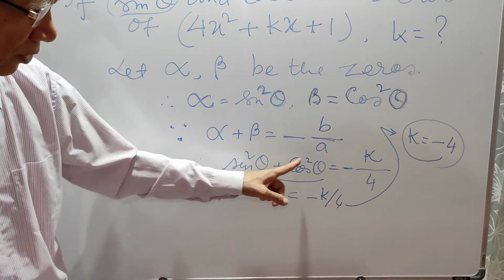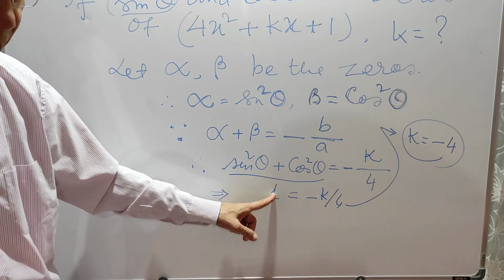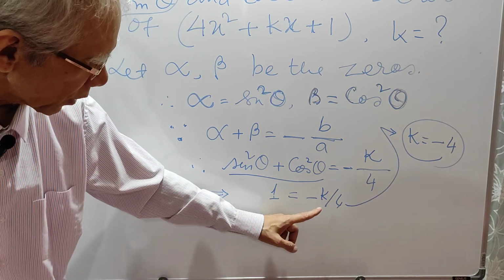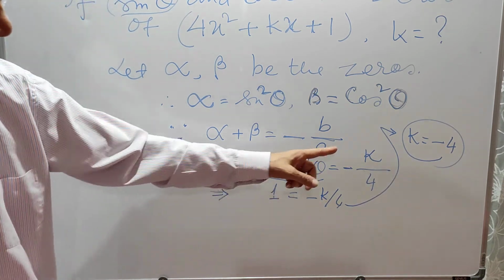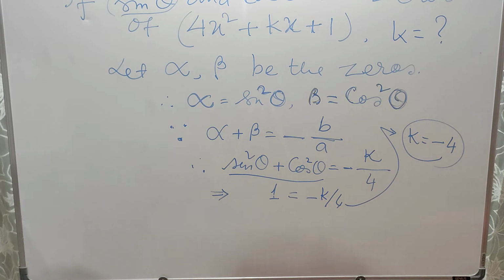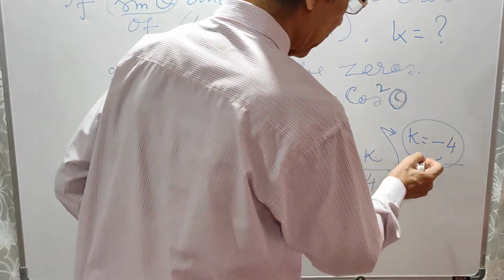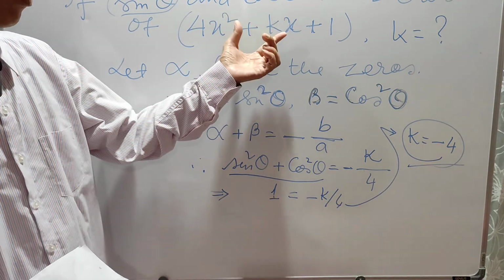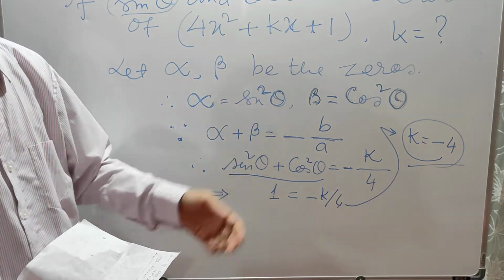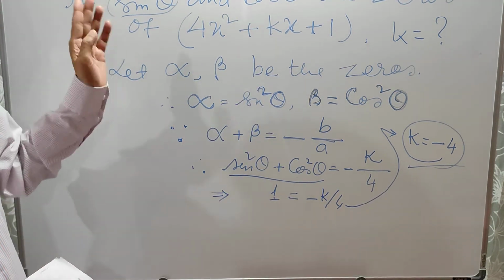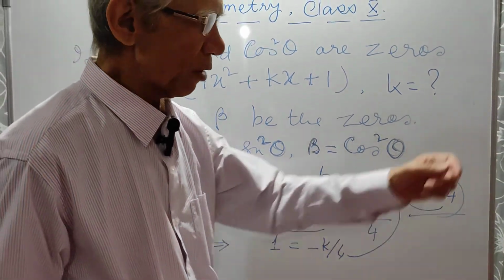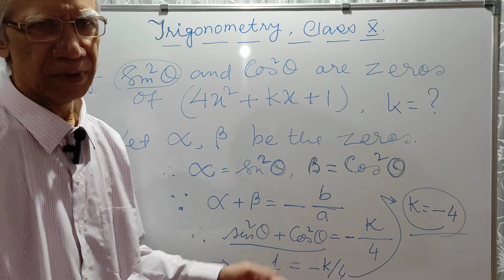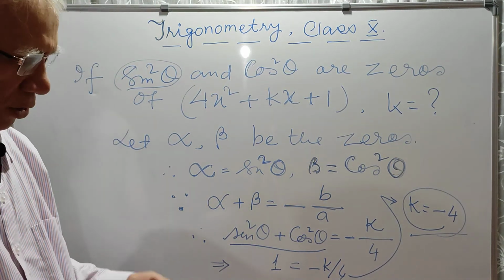So this sine square plus cos square equal to 1, the trigonometry first formula. Then from here we get k equal to minus 4. That is the answer. So you see, this sum has combined knowledge of trigonometry and polynomial, the zeros of a polynomial. Okay. So these are some of the questions. As I told you, these types of sums are often given in the board exam.